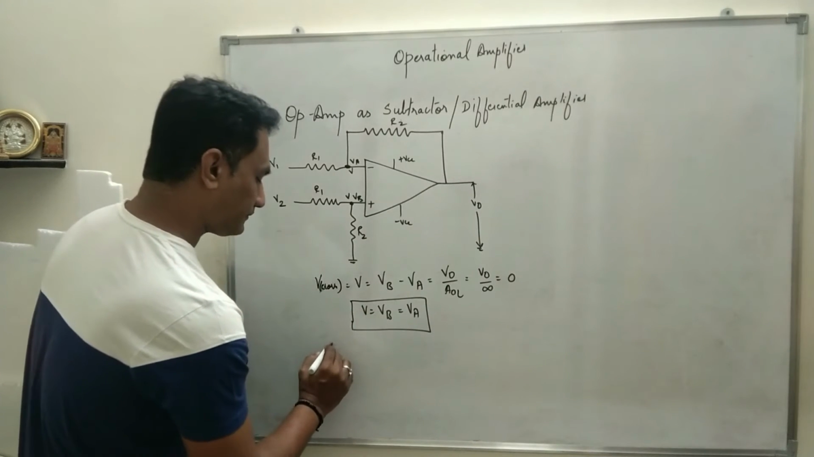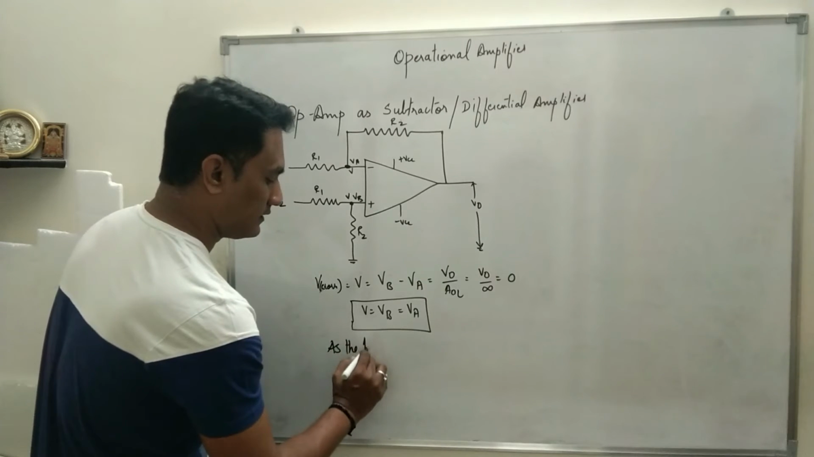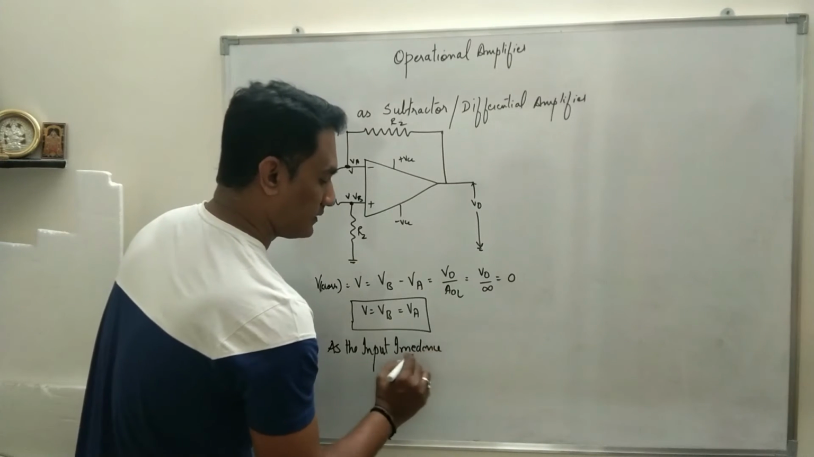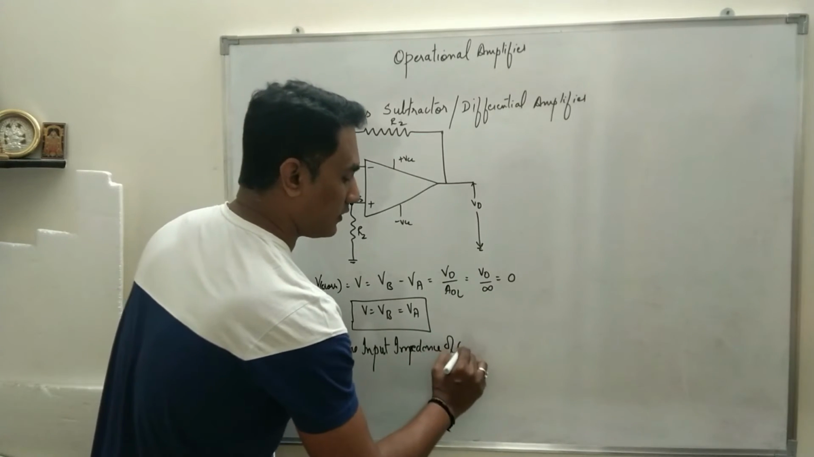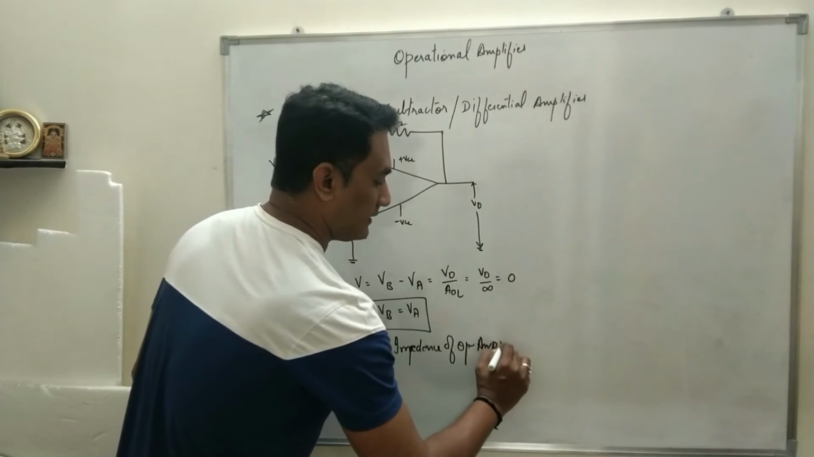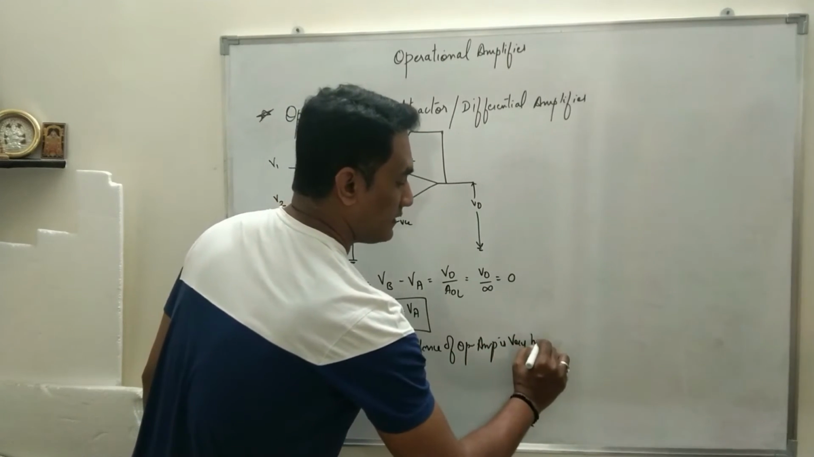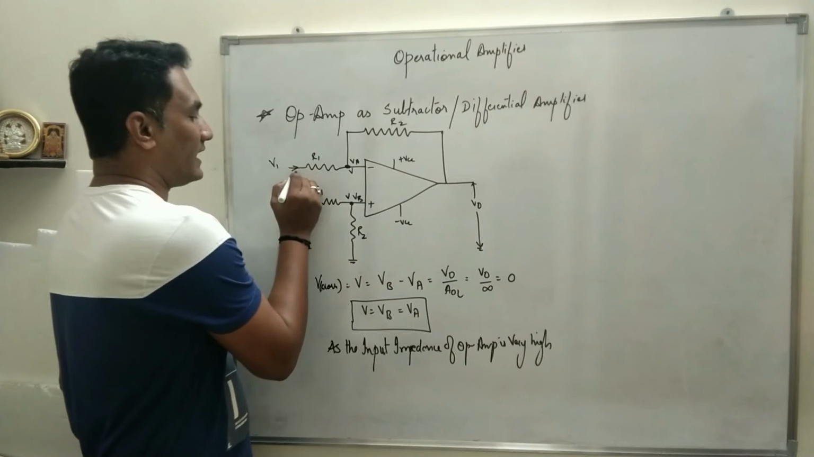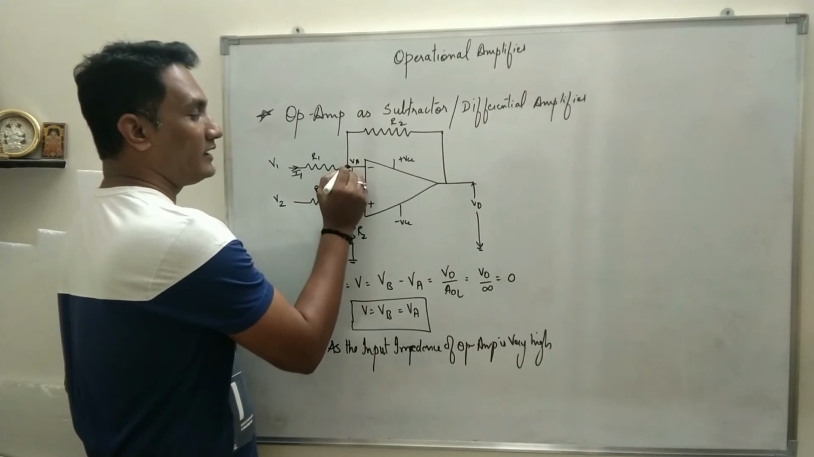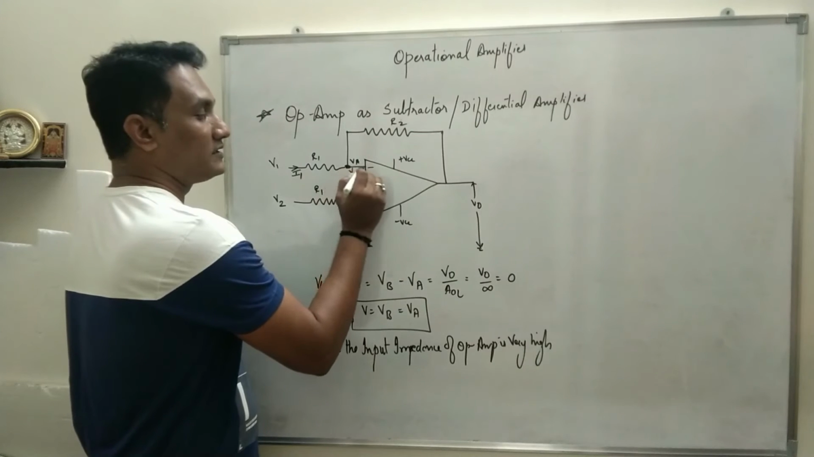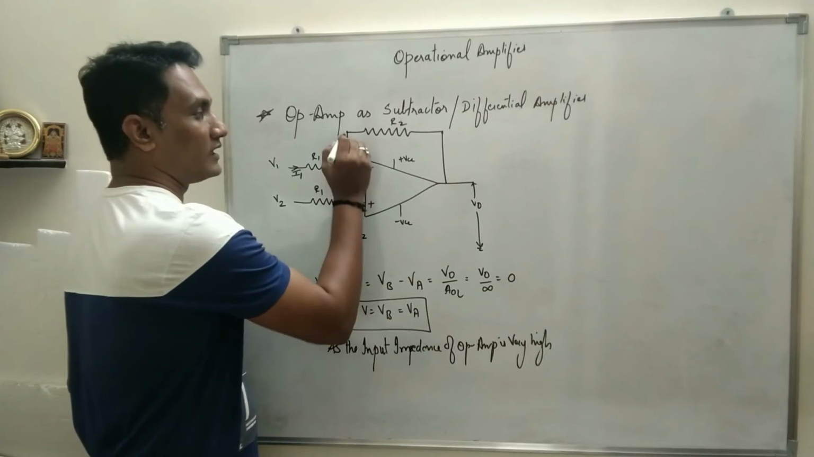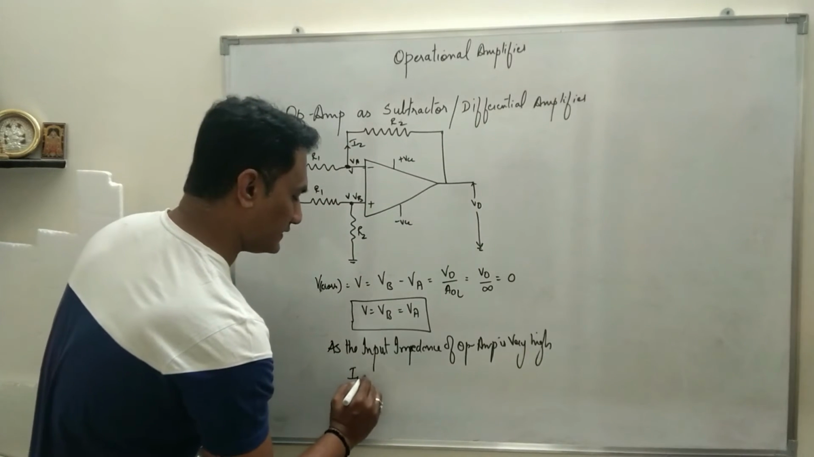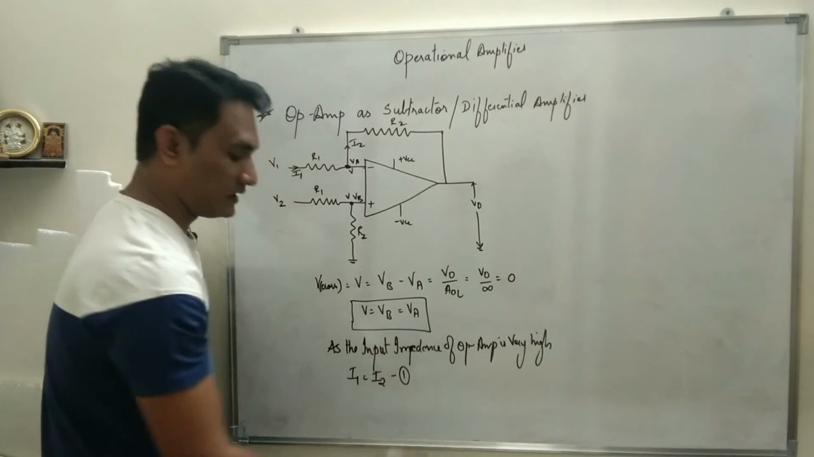Now as the input impedance of the op-amp is very high, what we can conclude is, as soon as V1 is applied, current I1 will flow up to this point. And as the input impedance of the op-amp is very high, no current will flow through the op-amp, all the current will flow through R2. Let that current be I2. So we can conclude I1 is equal to I2, let this be equation number 1.